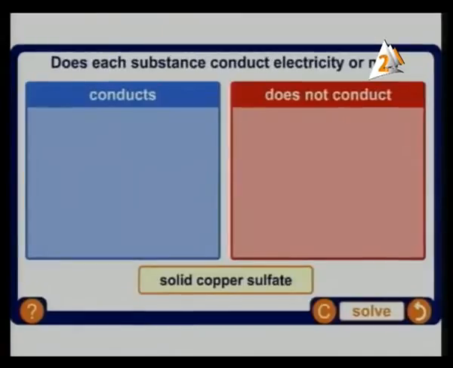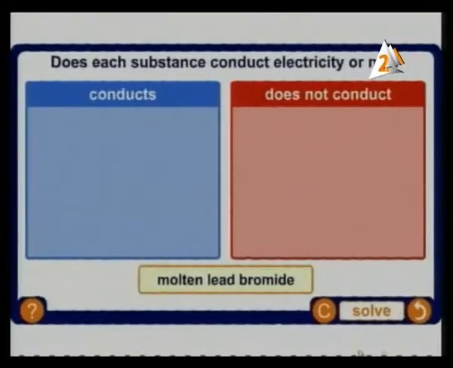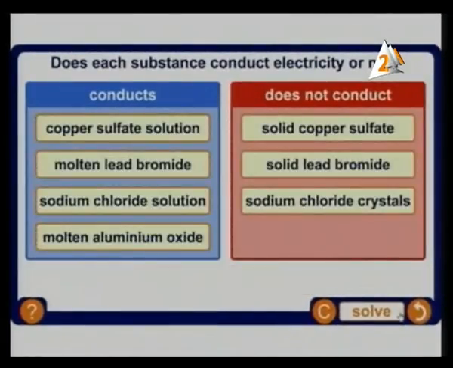Does each of these substances conduct electricity or not? This tells us which one is an electrolyte. The first one, solid copper sulfate, doesn't conduct electricity. Molten lead bromide is a good conductor of electricity because, being molten, its ions move freely.